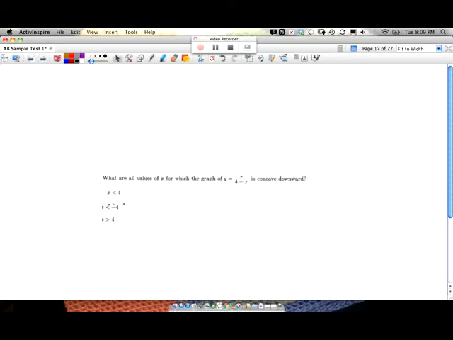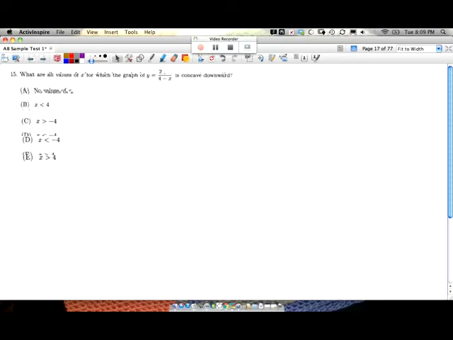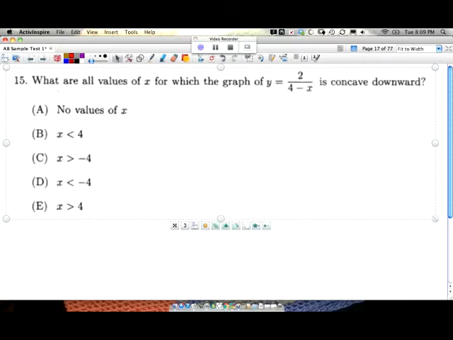Number 15. Keywords, buzzwords, right away I see it. Concave down. What's concave downward? Well, that means f double prime is less than 0, is negative. So in this case, not f double prime, y double prime, the second derivative. Same deal. Okay, well, let's take this, modify it, and see if we can get to a second derivative from there.